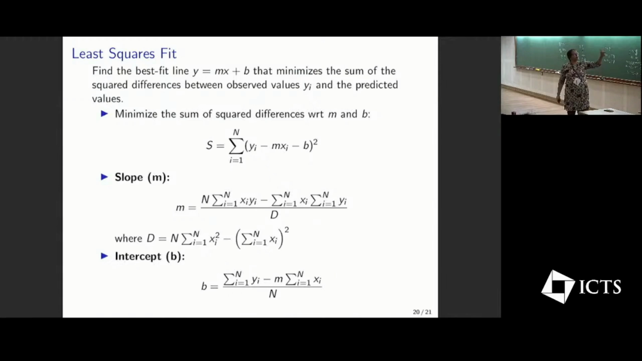I say, look, M and B are given by this. I want to find the uncertainty in M and B. Then what would you do? How would you go about it? What do you think? Forget calculations. What does common sense tell you?